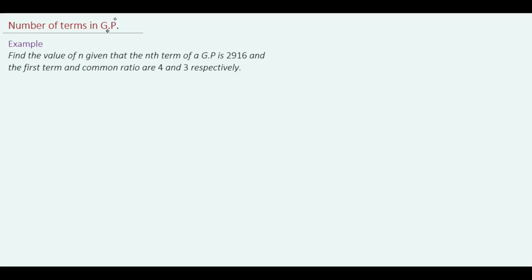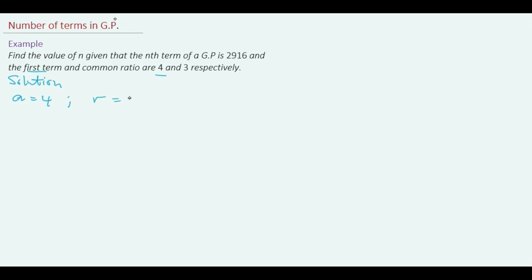Number of terms in GP. Example: find the value of n given that the nth term of a GP is 2916, and the first term and common ratio are 4 and 3 respectively. The first term is a, which is equal to 4. We have been given the first term is 4 and the common ratio is 3.